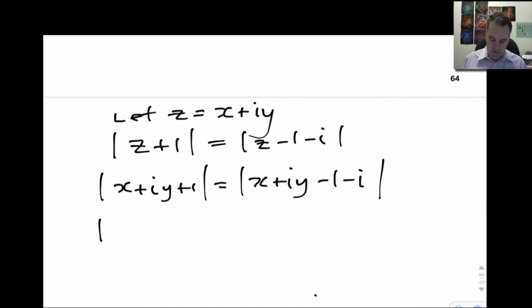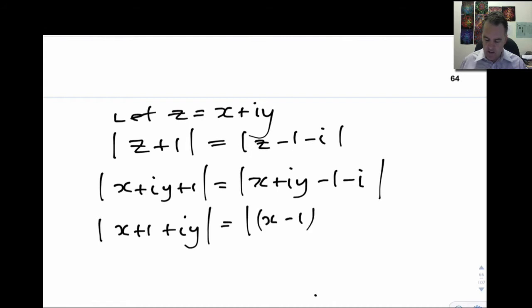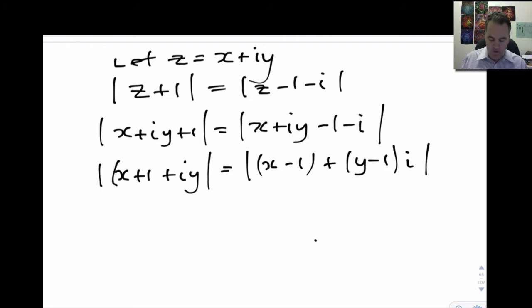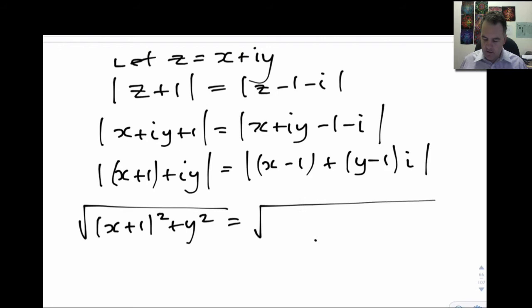A little bit of grouping here. This is x plus 1 plus iy. You can see what I'm going to do is get together the real parts and the imaginary parts. On the other side, we've got x minus 1 for the real part, and we've got y minus 1 lots of i. Just check that that's right: yi minus 1i. That's good. On the left-hand side, what is the length of that complex number? The real part is x plus 1, the imaginary part is y. So thinking Pythagoras' theorem, it would look like this. On the right-hand side, doing a similar thing, the length of that complex number would look like this.